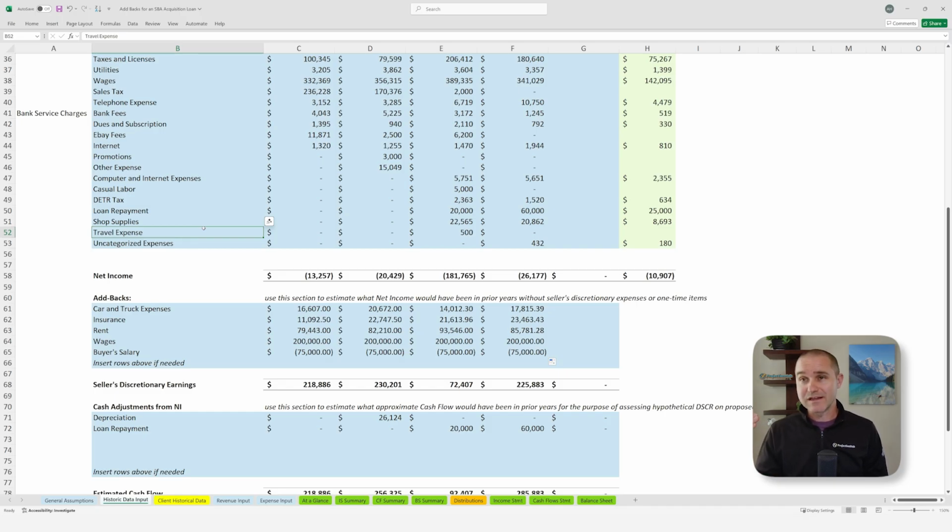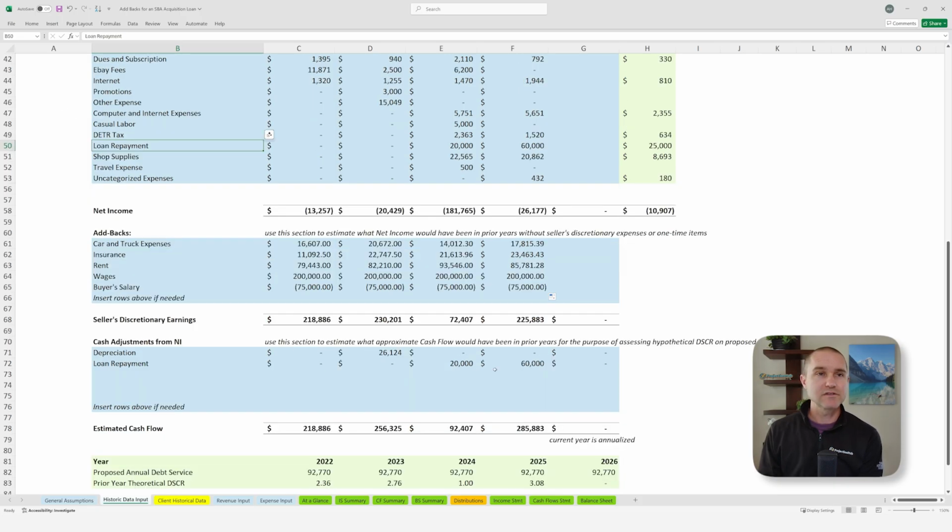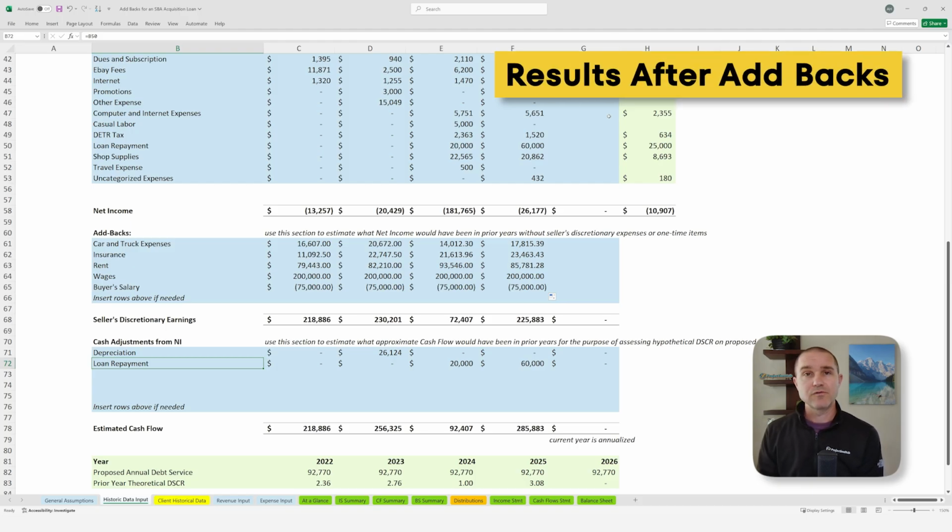Remember, the SBA is a federal government agency. So yeah, the lender's probably not going to report the seller to the IRS when they tell you that, but they're not going to be excited to hear that or give you credit for that add back. Okay, loan payments. So we also did an adjustment here for loan payments because the assumption is that when you buy the business, all the previous debt is paid off, and so you would only have the debt of the new SBA loan. So I think that's the main add backs here in this scenario.